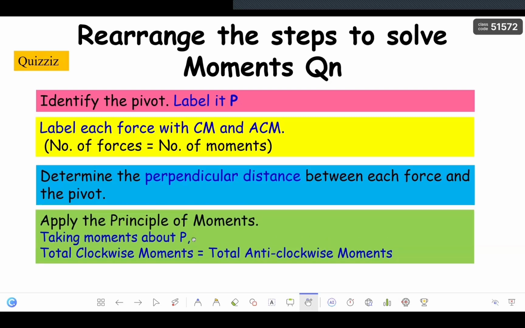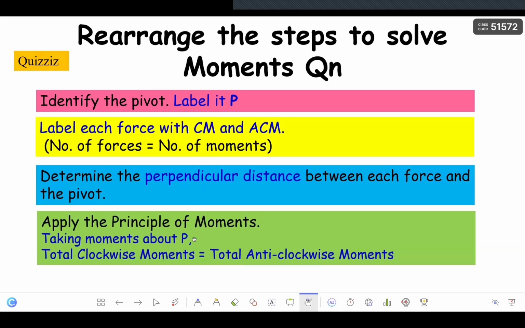And lastly, after I've done everything, I apply my principle of moments, which is taking moments about P, the pivot P: total clockwise moments equals total anti-clockwise moments. So remember, these are the 4 steps to solve moments questions.